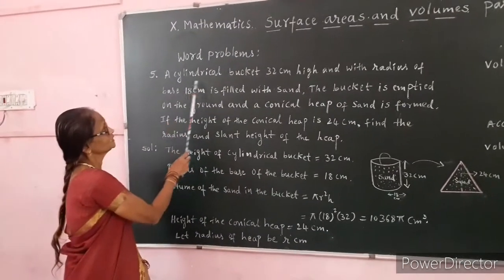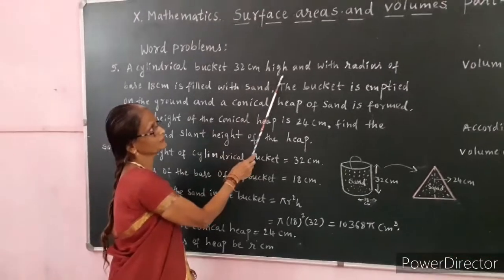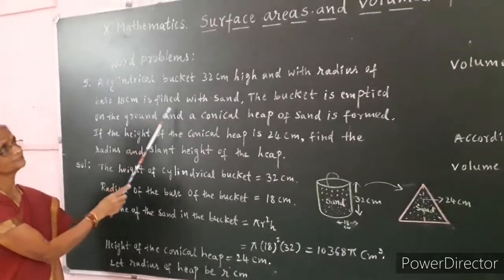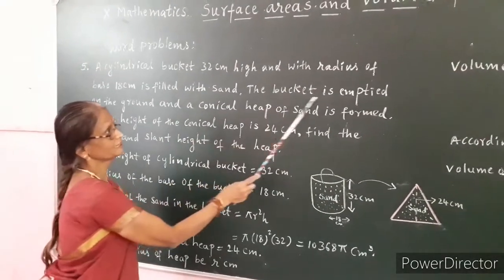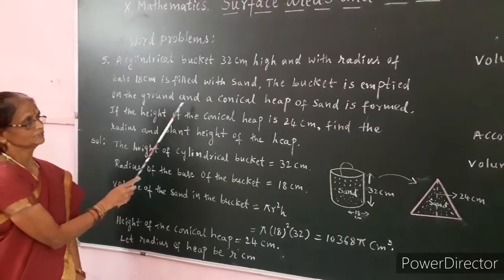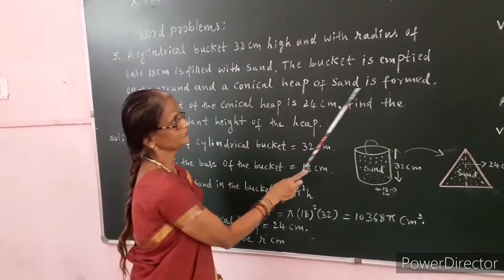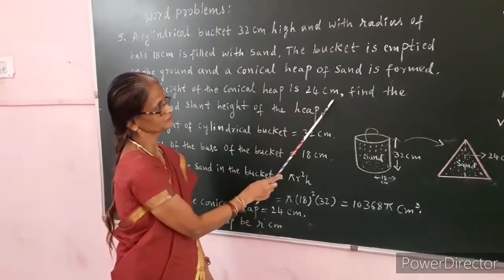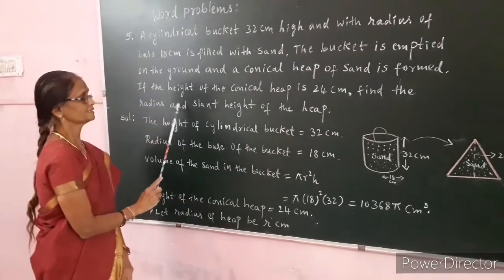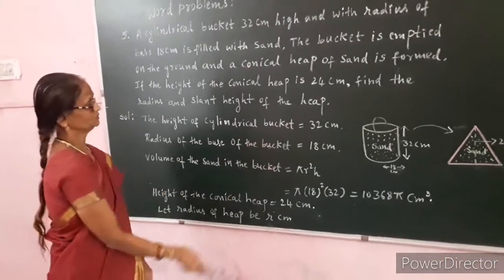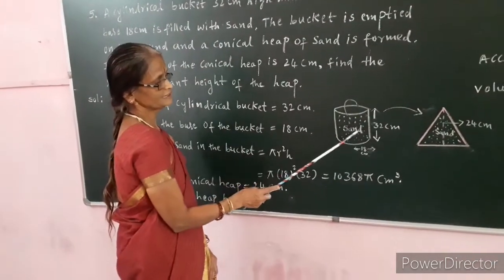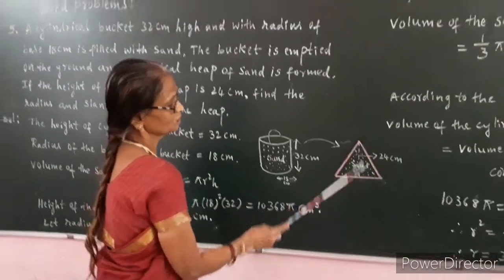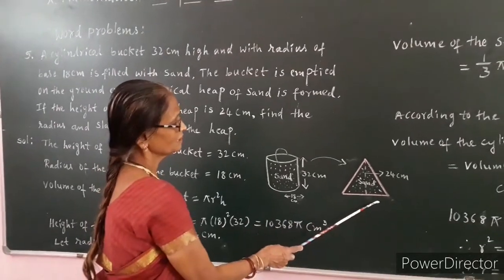Problem number 5. A cylindrical bucket 32 cm high and with radius of base 18 cm is filled with sand. The bucket is emptied on the ground and a conical heap of sand is formed. If the height of the conical heap is 24 cm, find the radius and slant height of the heap. Now this is a bucket containing the sand. We have to empty it on the floor. It forms a heap of the sand that is in the form of a cone.